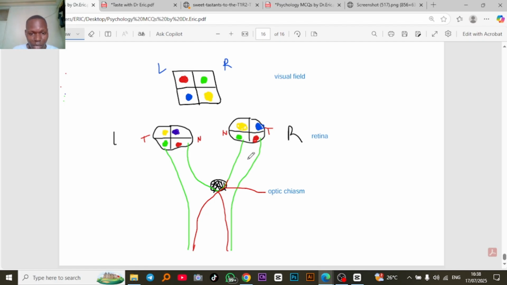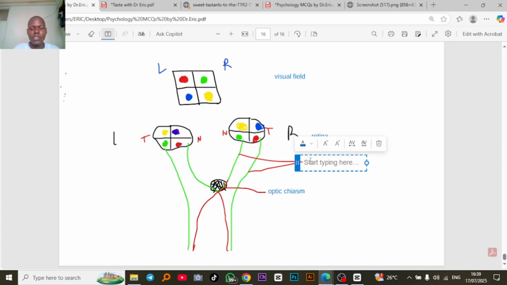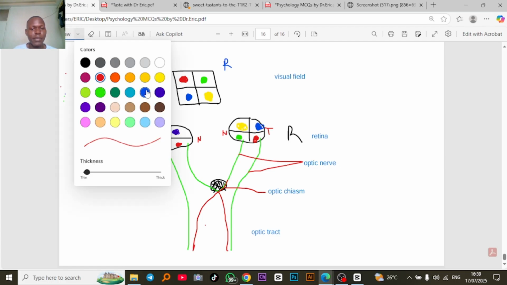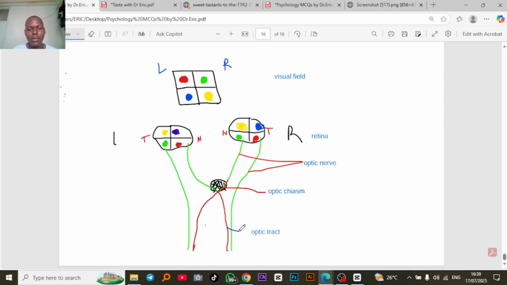So we have seen that this is the optic nerve, and whatever comes after the optic chiasm we shall call the optic tract. So this will be called the optic tracts, just like that. So these are optic tracts. This entire thing is known as optic tract, whereas the first fibers are known as the optic nerve.